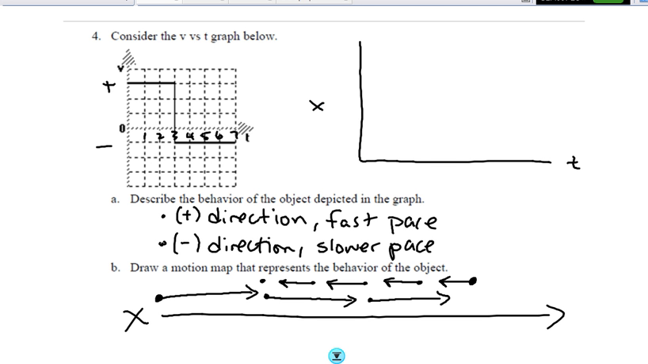So on our position time graph, because we started our motion map at the origin, we're going to start our position time graph at the origin, and we're going to show a fast positive motion, so steep and moving upward, and then a slow negative motion. So the graph is coming back down and not quite as steep.